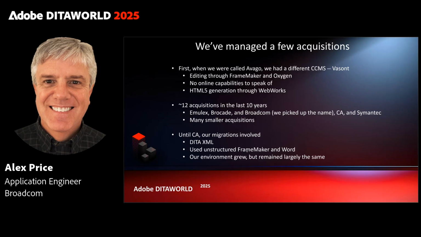Over time, we've run through maybe 12 or a few more acquisitions. Those include Emulex and Brocade, which was a big one. And then Broadcom, when we gave up Avago and picked up the name Broadcom. And then CA and Symantec. And then there were some other smaller acquisitions in there. But until the CA migration, this was more of just an expansion of our system. It wasn't actually a fundamental change in what we were doing, right? Everything was either a migration or a FrameMaker template migration. Our environment grew, but everything pretty much remained the same.